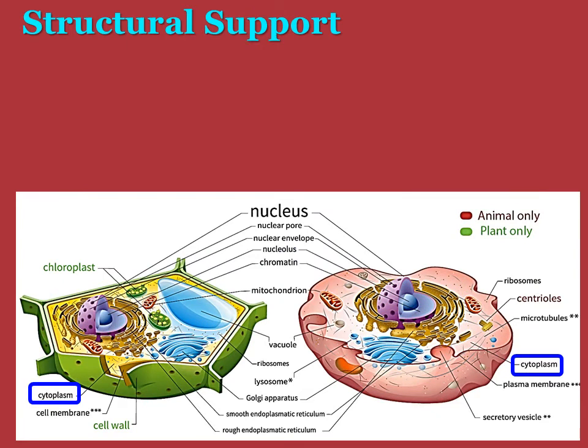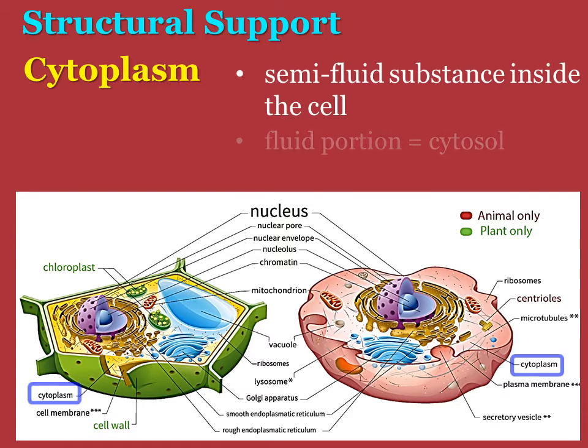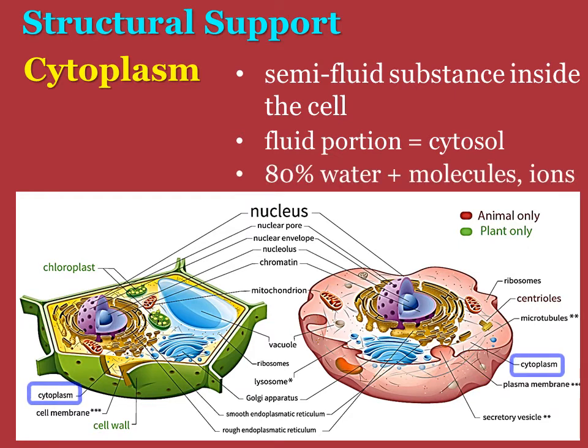The next set of parts contributes to maintain the structure and shape of the cell. The semi-fluid substance inside the cell is called the cytoplasm. The fluid portion of the cytoplasm is called cytosol. And the cytoplasm is actually 80% water, containing proteins, carbohydrates, lipids, ions, and other low molecular weight compounds. In eukaryotes, organelles can be found spread out in the cytoplasm.